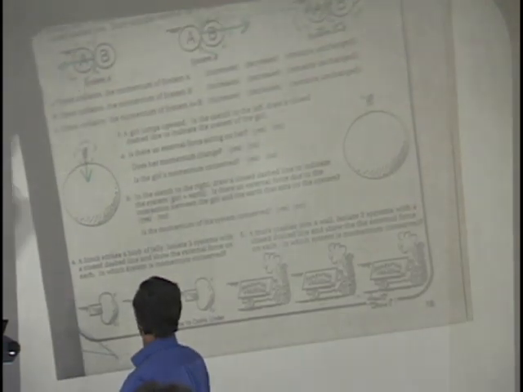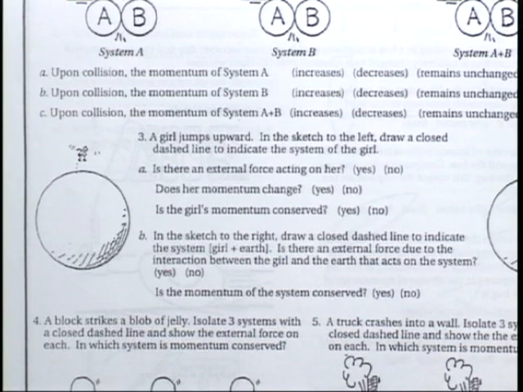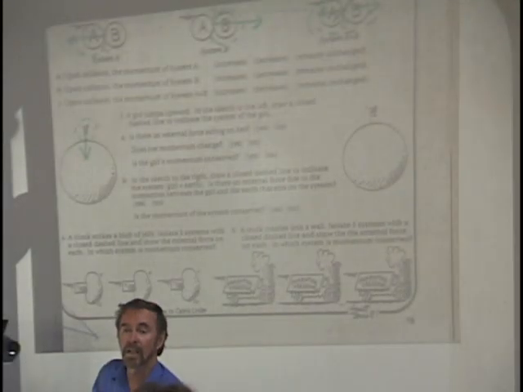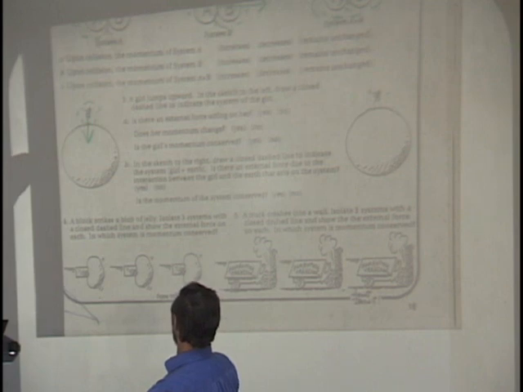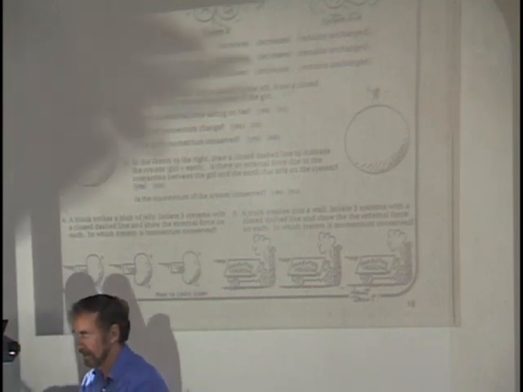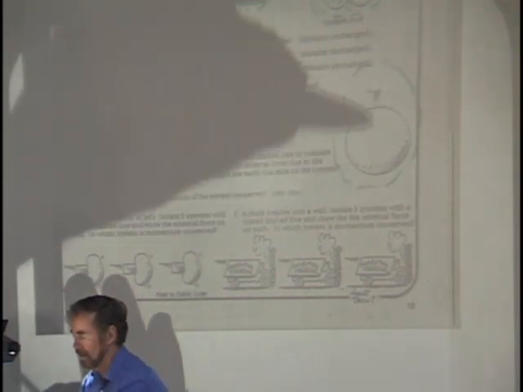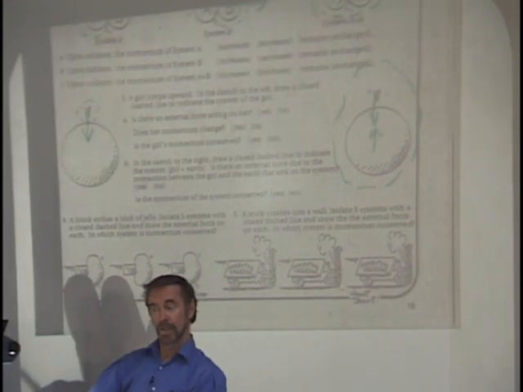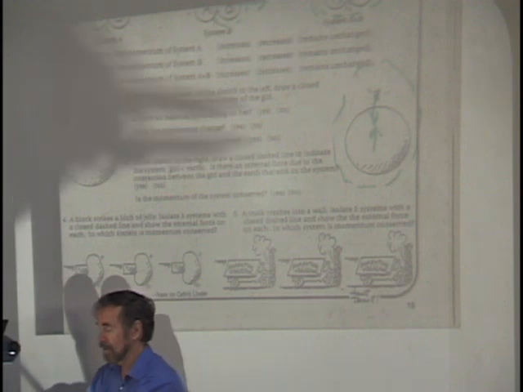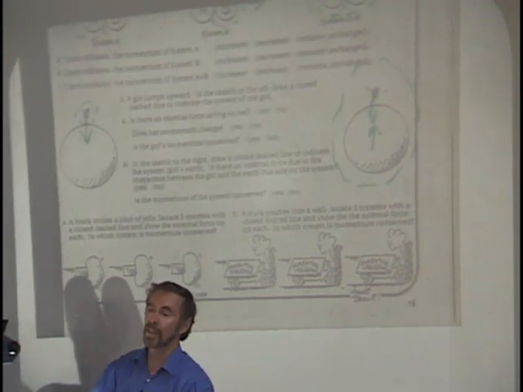Now, does her momentum change? Yes. Is the girl's momentum conserved? Answer begins with an N. No. Good. Okay. Now, in the sketch to the right, draw a closed dashed line to indicate the system of girl and Earth. We have a force like that and a force like that. They are internal to the system. There's no net force on the system, so the system experiences no change in momentum.